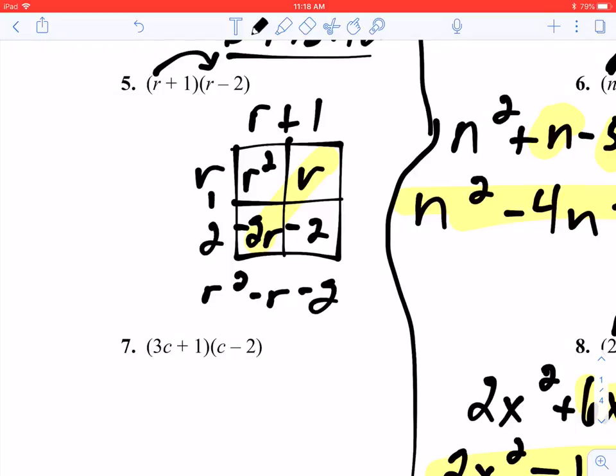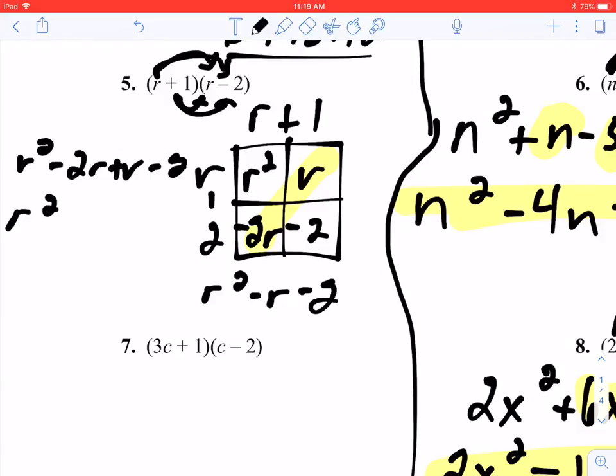Now we're going to do FOIL. r times r is r squared. r times negative 2 is negative 2r. 1 times r is r. And then 1 times negative 2 is negative 2. These two terms right here are like terms. They need to be combined. Negative 2 plus 1 is negative 1r, and then minus 2. And that matches that. So it worked.